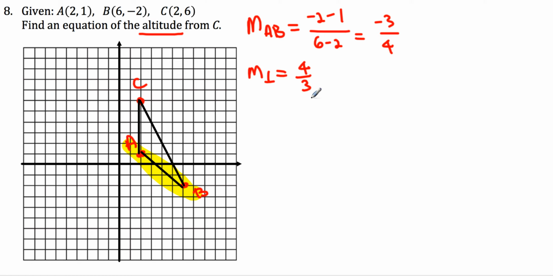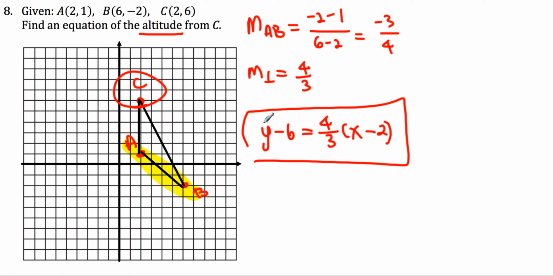And which point are we going to use? Yes, we're going to be using point C, because that's where the altitude is coming from. Now then we get y minus 6 over here, and slope 4 over 3 times x minus 2 from this point. And that becomes the equation of the altitude.